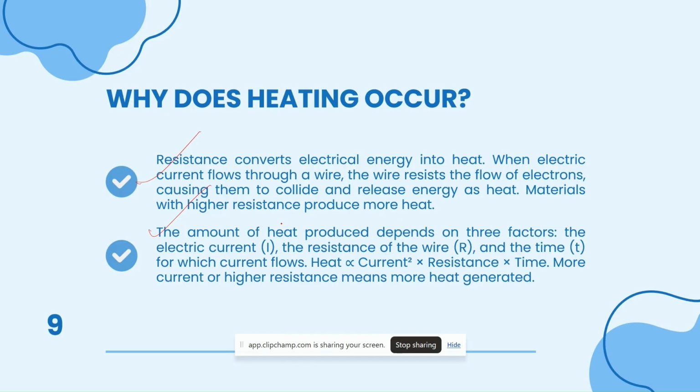The amount of heat produced depends on three factors: the electric current, that is I, the resistance of the wire, that is R, and the time, that is T. Heat is proportional to current squared into resistance into time. It is very important: heat, current, resistance and time. More current or higher resistance means more heat generated.